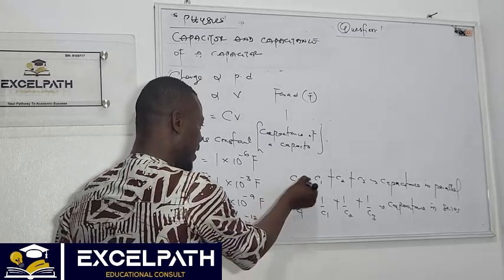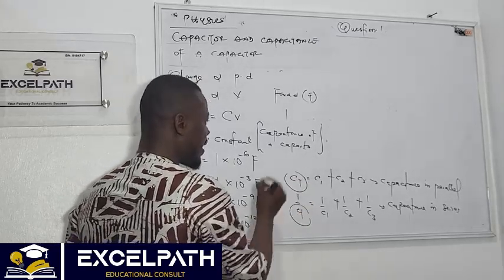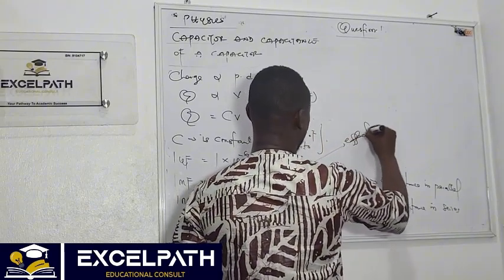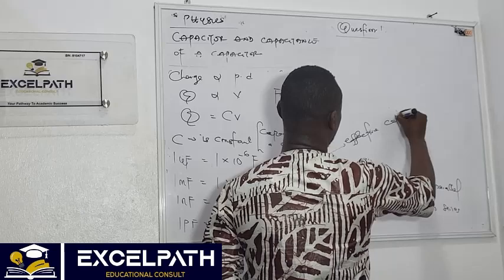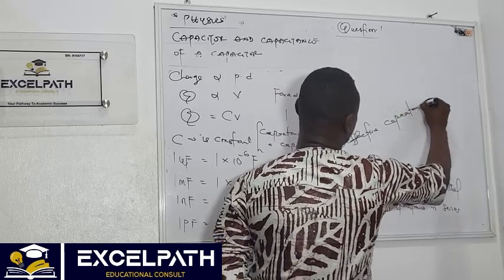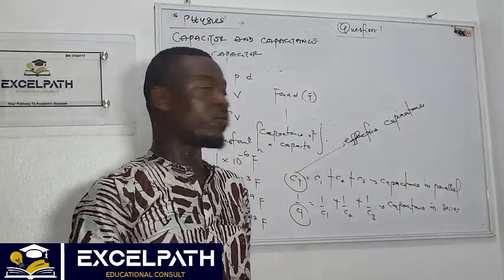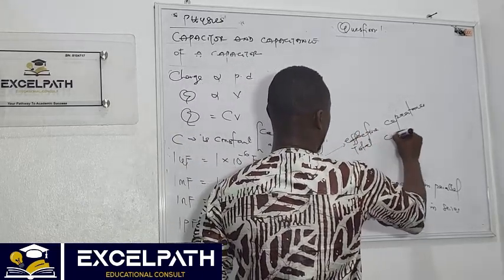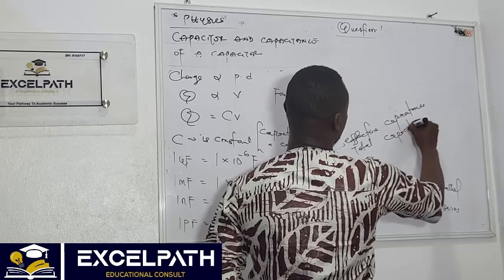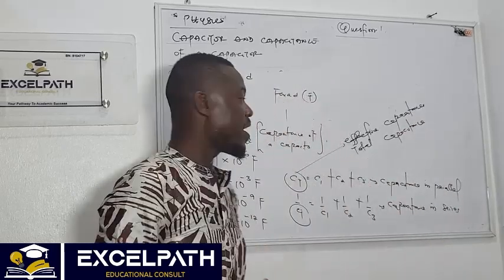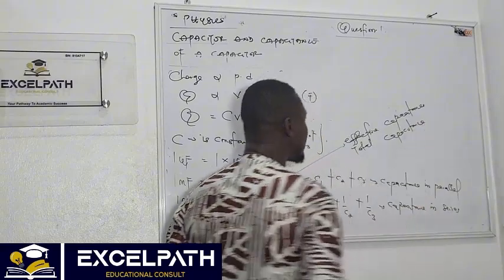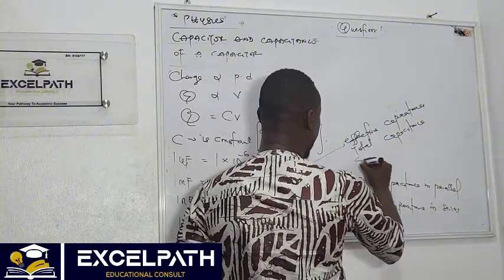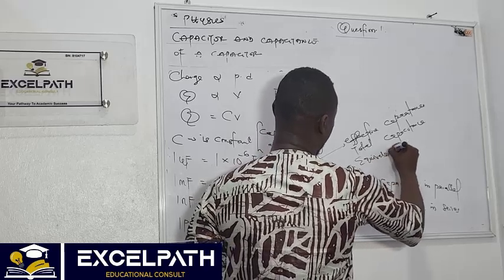But one thing I forgot to explain to you is that this C total here is called effective capacitance. They call it effective capacitance. At times you see some teachers use the word total capacitance. If I don't want to use effective capacitance, if I don't want to use total capacitance, they may say calculate the equivalent capacitance.